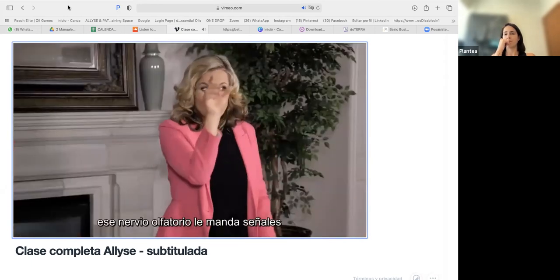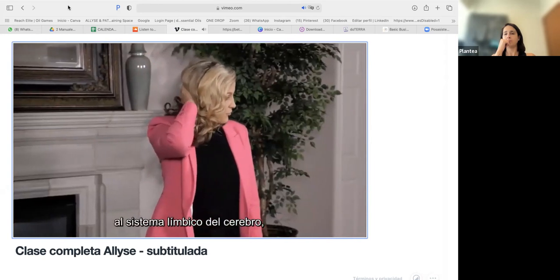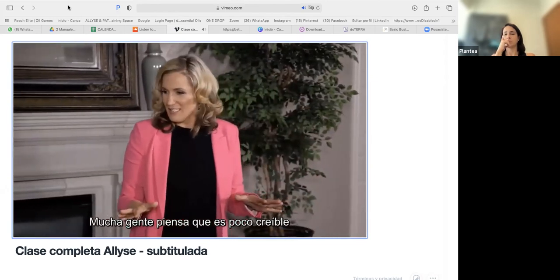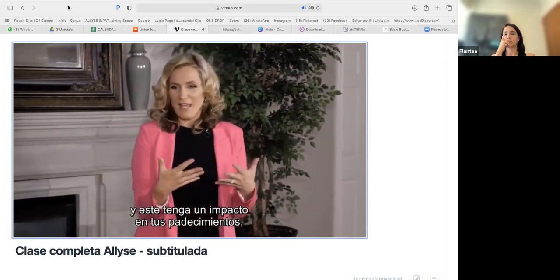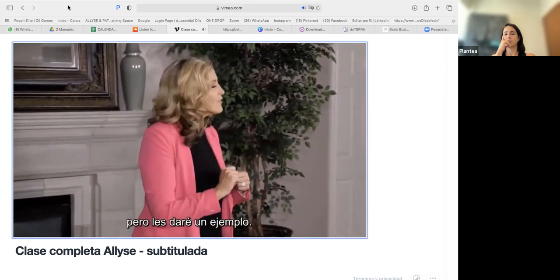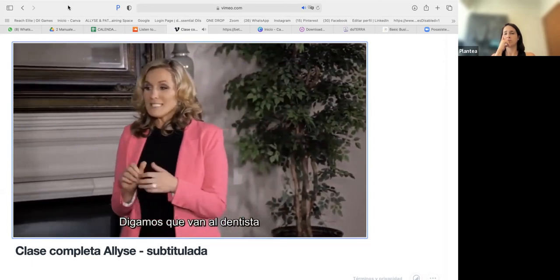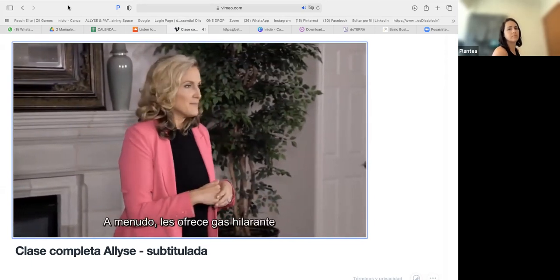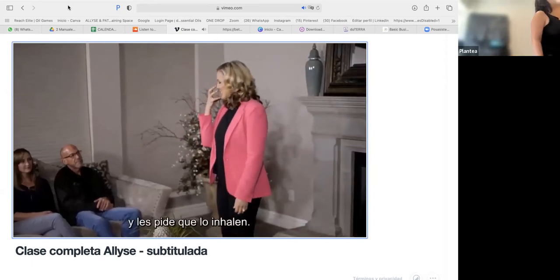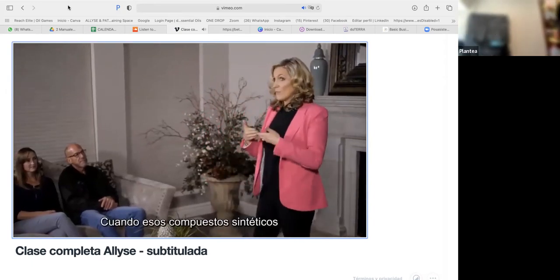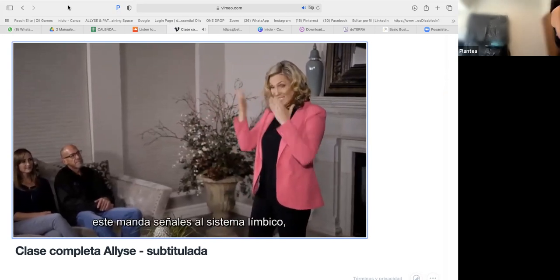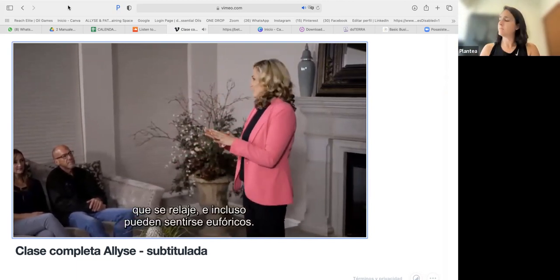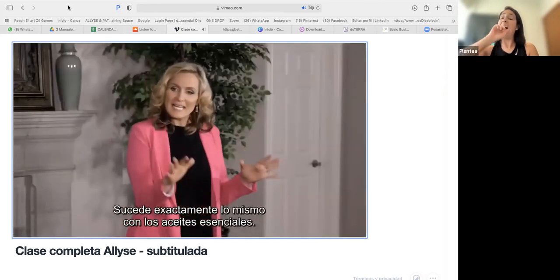So when you breathe in things, that olfactory nerve sends signals to the limbic system of your brain, which in turn sends signals to the rest of your body. Now, a lot of people think it's a little hokey to think that you can breathe in essential oils and it can affect your ailments. But let me give you an example. Let's say you're going to the dentist, and if he has to sedate you, he doesn't give you a shot or a pill. Many times he'll offer you laughing gas, and he'll ask you to breathe in that gas. And when those synthetic compounds hit that olfactory nerve, the olfactory nerve sends signals to the limbic system and then tells the rest of your body to relax, and even you become euphoric, right?